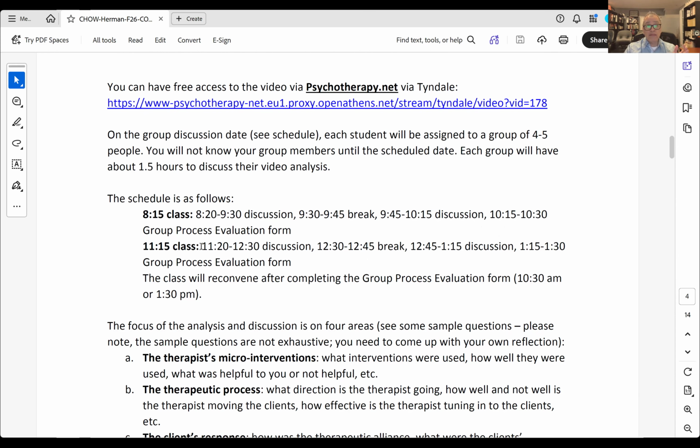Okay, similar to the 11:15 class, you can look at the schedule here. You have the discussion, and then the break is at 12:30 to 12:45, and then you wrap up the discussion by 1:15. Okay, and then between 1:15 to 1:30 for the afternoon class, or for the morning class from 10:15 to 10:30, you'll be completing the group process evaluation form. Okay, and then you need to send that back to me by the end of the day. Okay, and then we'll come back to wrap up with the class at the end of that, at either 10:30 or 1:30, depending on which class you belong to.